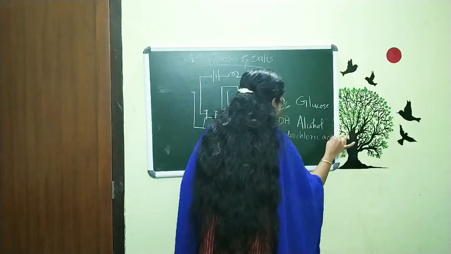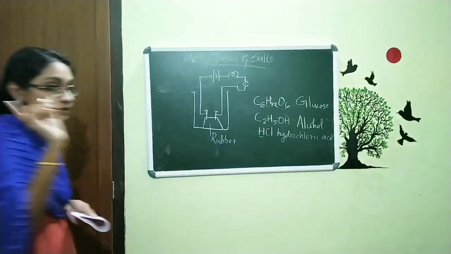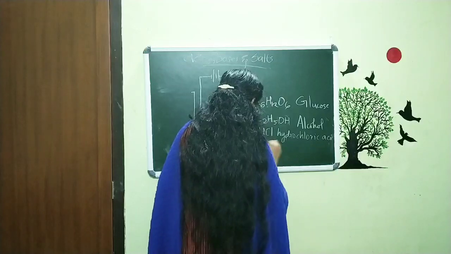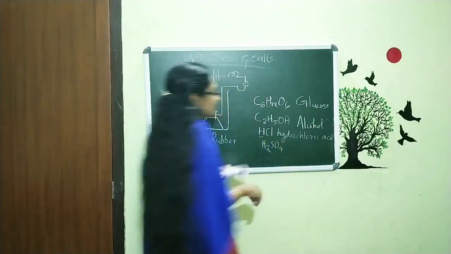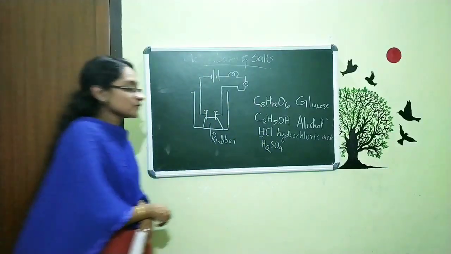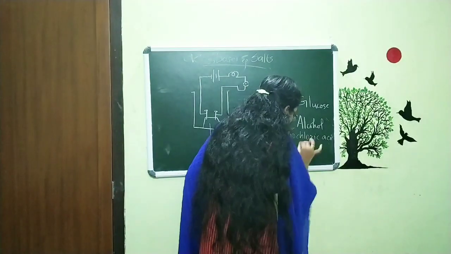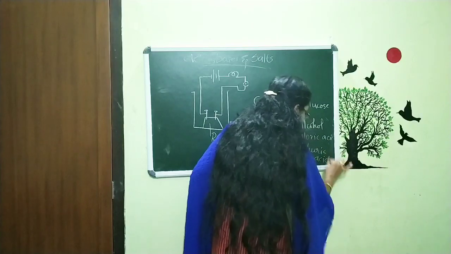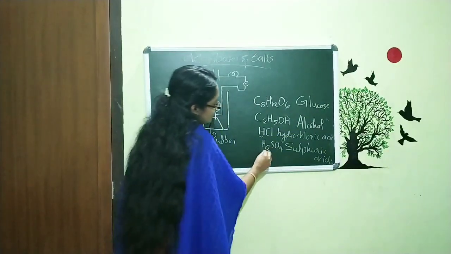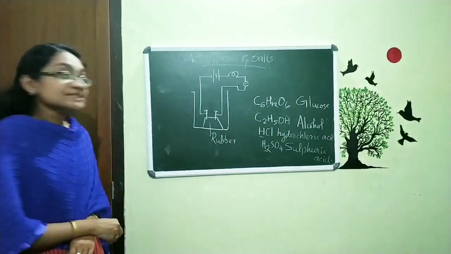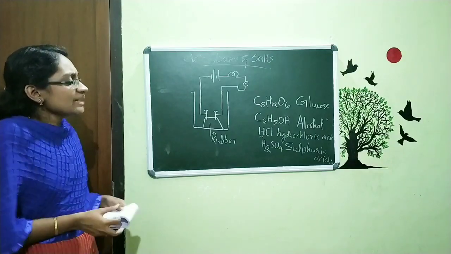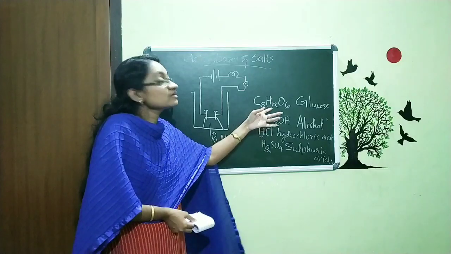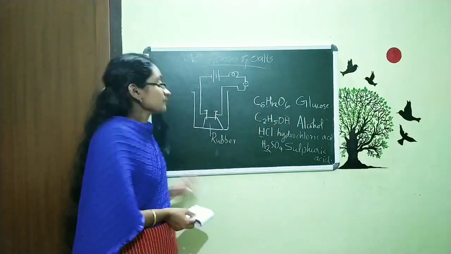Hydrochloric acid. And we also have one more, H2SO4. And what is this H2SO4? It is sulfuric acid. So here also we have the hydrogen component. Simply, we can say that I am selecting 4 different samples of compounds containing hydrogen. That is the simple thing.